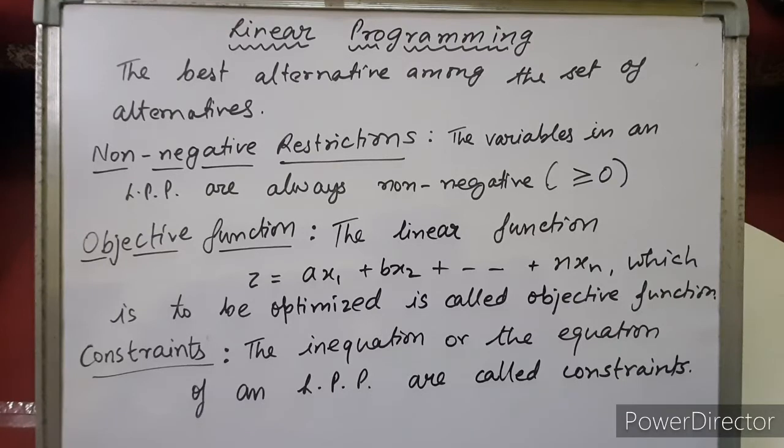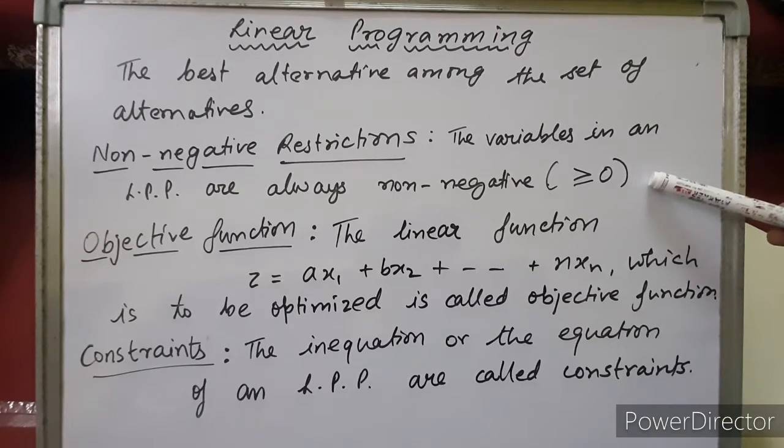So let's study non-negative restrictions. Whatever variables we use in linear programming, all those variables will be non-negative. That means suppose we are using three variables, x, y or z, the value of the variables will be greater than or equal to 0.